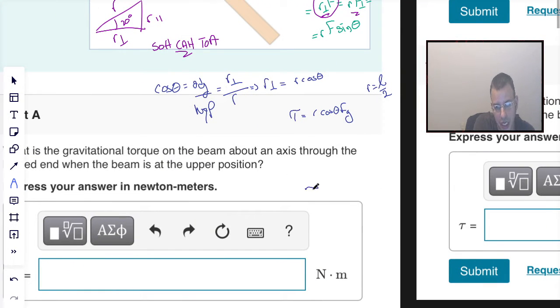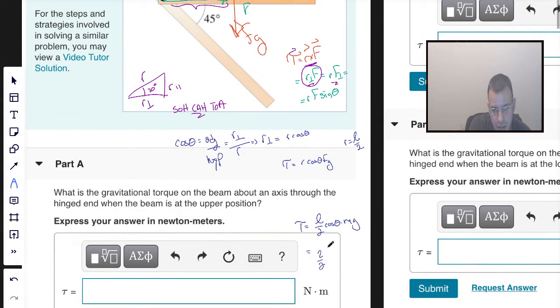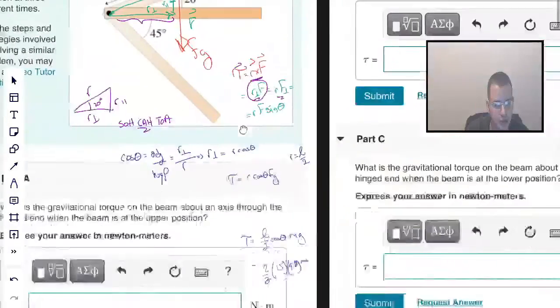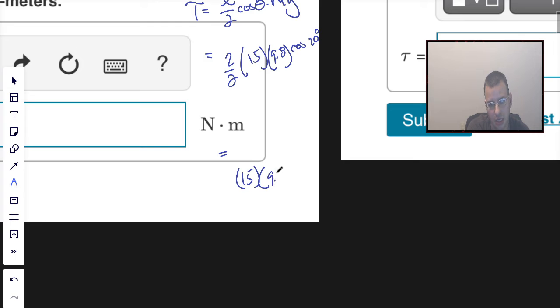So rewriting this one more time, torque equals L over 2 cosine theta times force of gravity, which is mass times gravity. So this is going to be L, which is 2, convenient, 2 over 2 times mass, which I think was 15, times gravity, which I'm going to call 9.8, times cosine of, the first one is going to be 20 degrees. So doing some math, 2 over 2 becomes 1. So the first one is going to be 15 times 9.8 cosine of 20 degrees.